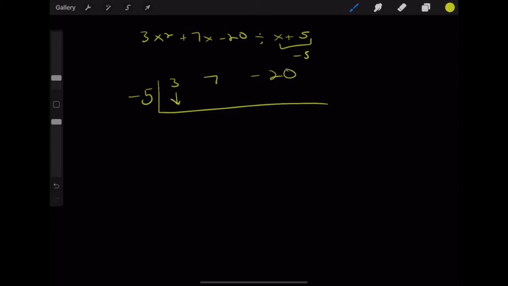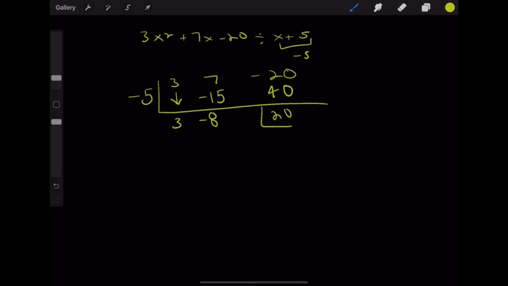So if I bring this down, 3 times -5 is -15. -15 plus 7 is -8. -8 times -5 is positive 40. And then 40 plus -20 is just 20.